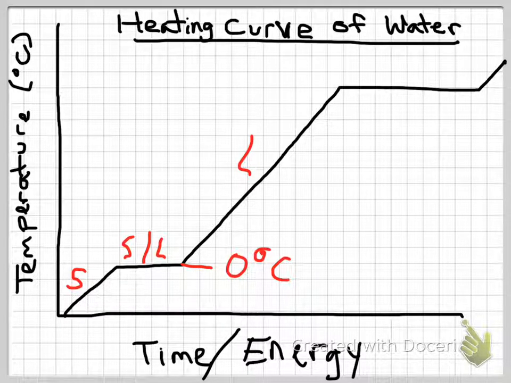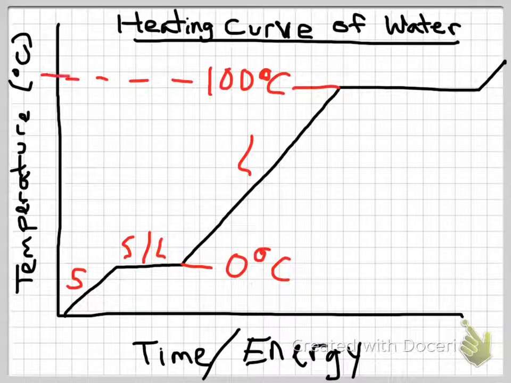And then once we reach 100 degrees Celsius, which is the boiling point for water, the water starts to boil. So now we have a mixture of liquid and gas in our solution until all of our water has boiled off and we're left with only gas. So the question is, what is really happening at each of these pieces of our heating curve?